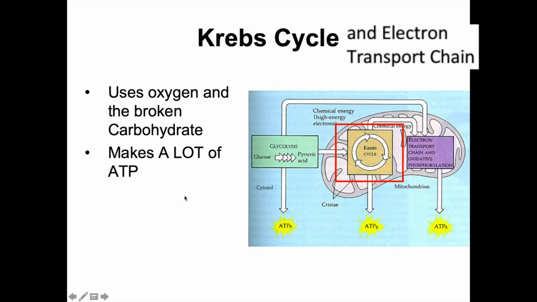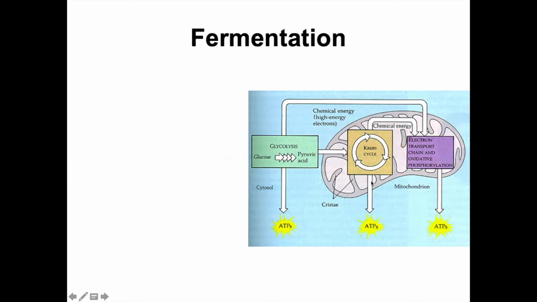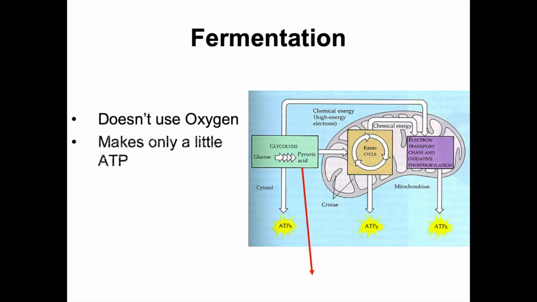Those two things together inside your mitochondria are going to make a lot of ATP, and that is what we need to survive. As multicellular organisms, we can't survive solely on fermentation. It doesn't make enough for us. We need the mitochondria to do its job. As I said, fermentation doesn't use oxygen. It only makes a little bit of ATP.